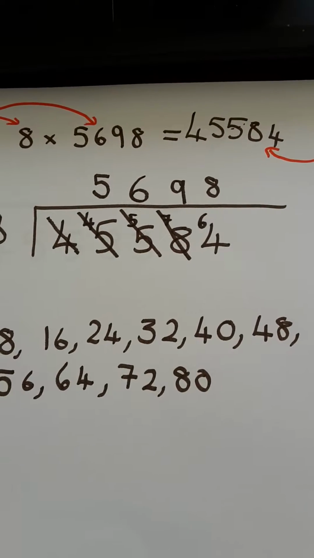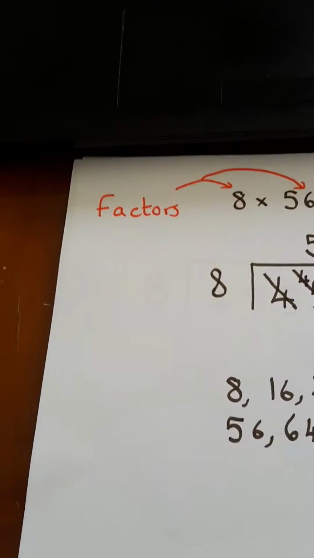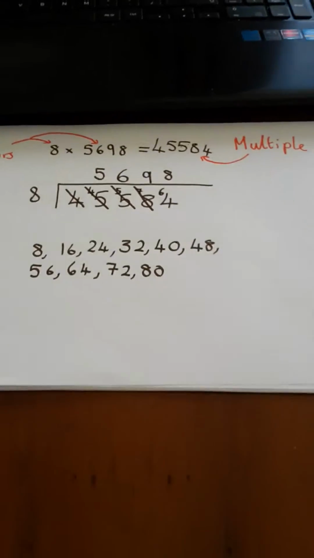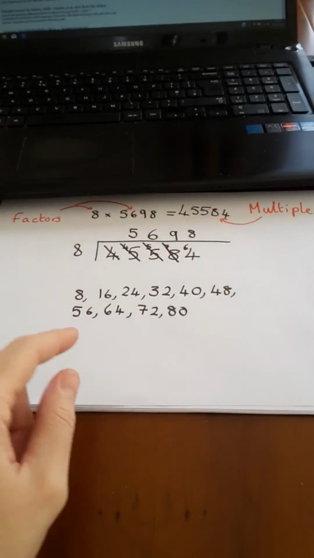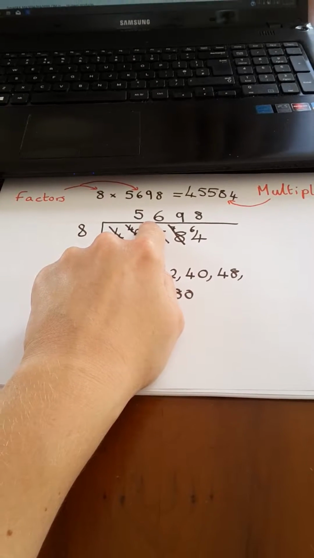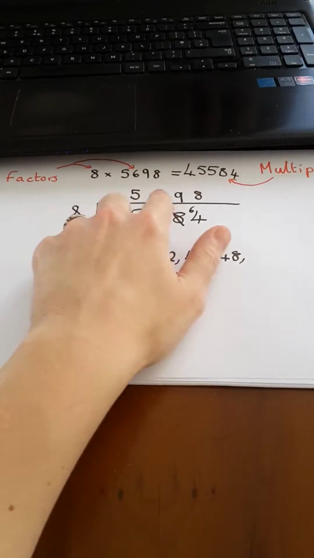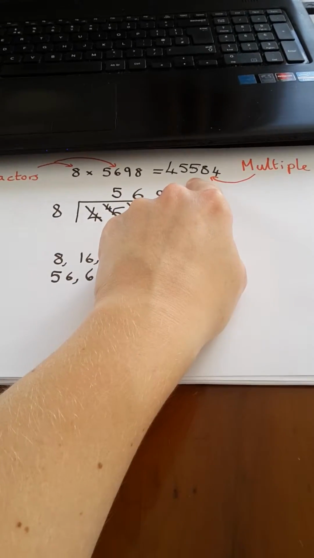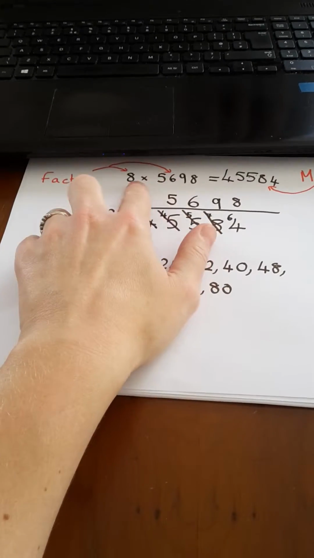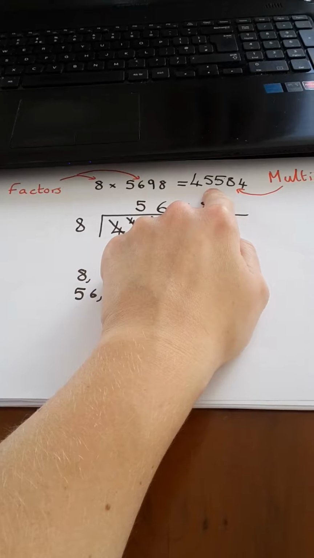There's two key words here before we start talking about decimals, which is factors and multiples. We got these keywords because 8 and 5,698 are factors of 45,584. That means that both of these numbers will fit exactly into this number.